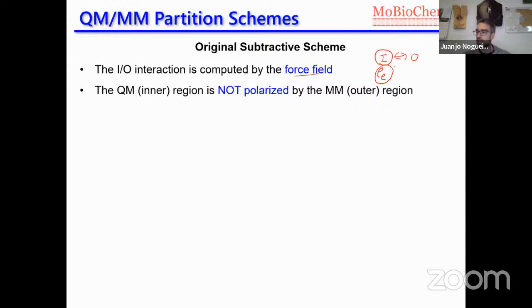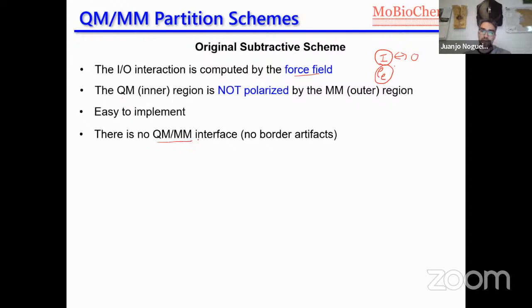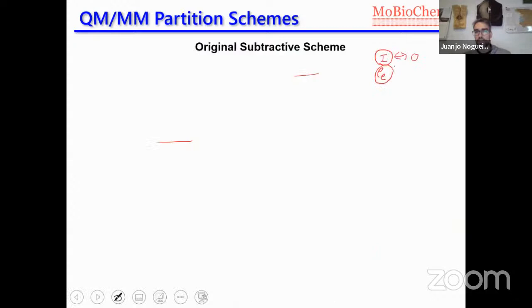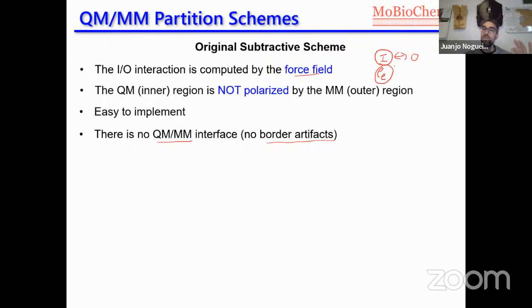But as I said, this was a first approximation several decades ago, okay? The good thing is this scheme is very easy to implement, and also we don't have QM/MM interfaces because, if you remember, we are computing the inner region in a separate way with quantum mechanics, and then we compute the full system with classical mechanics, and then we compute the inner region with classical mechanics. So at any moment, we are computing an interacting term. And this is a good thing because then we don't have any border artifacts. Later, I'm going to explain in the next scheme that we have some artifacts when we use another different formulation, okay?